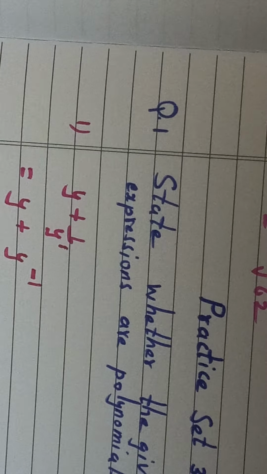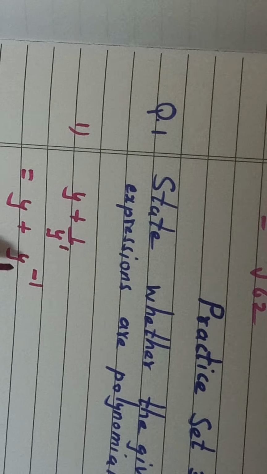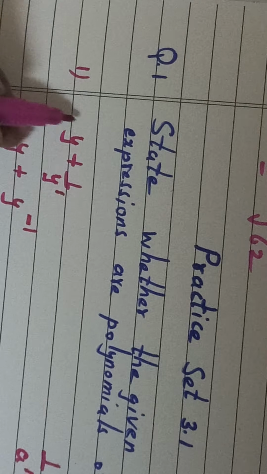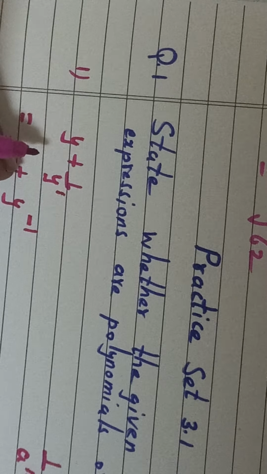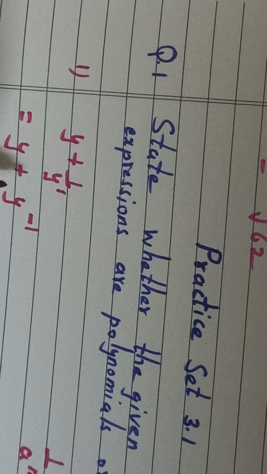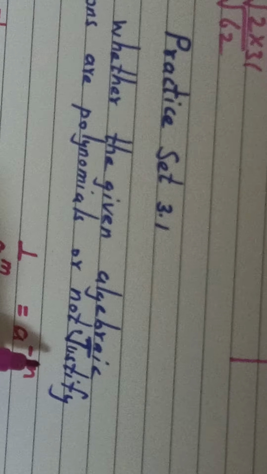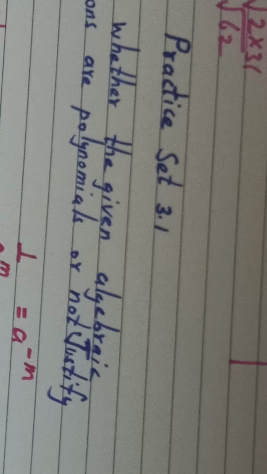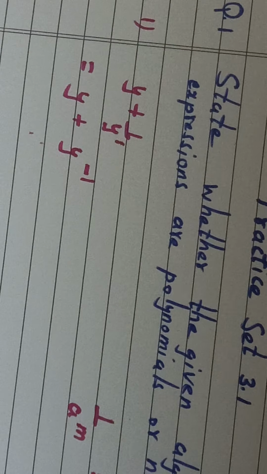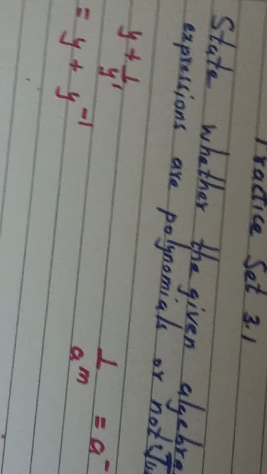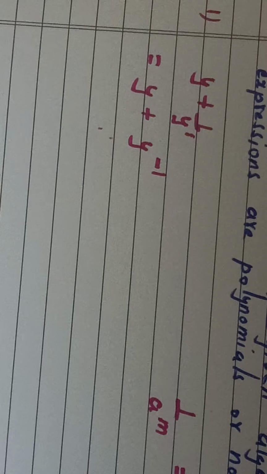And tell me, the powers of the variable y should be whole numbers. Is minus 1 a whole number? No, it is not a whole number. Therefore, this algebraic expression is an algebraic expression, but it is not a polynomial because the power of the variable is not a whole number. We have to justify, meaning you have to give a reason. If yes, it is a polynomial; if no, it is not a polynomial, but we have to give the reason. The definite meaning of polynomial is that the powers of the variable should be whole numbers. Now we will write the reason.